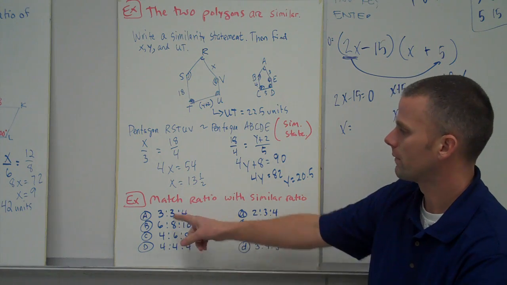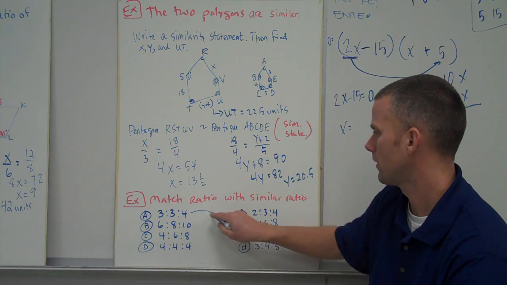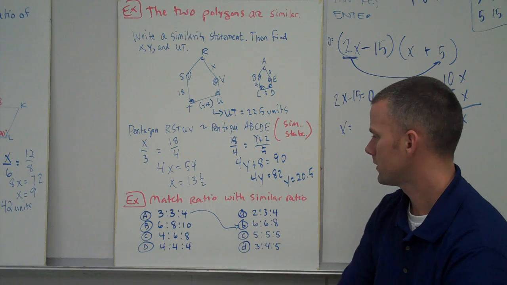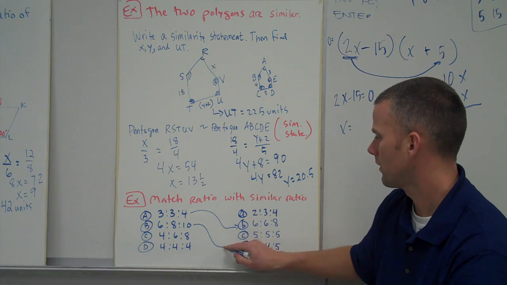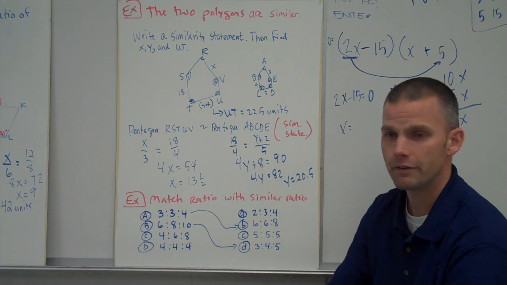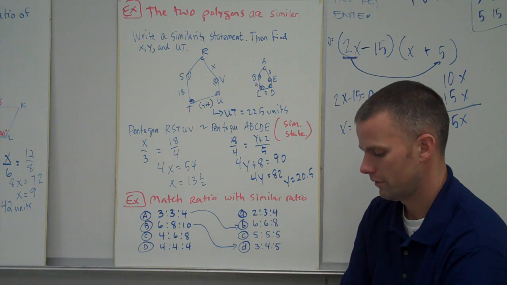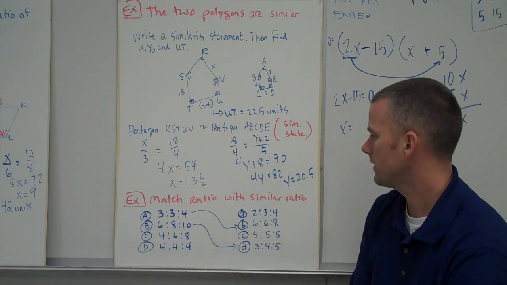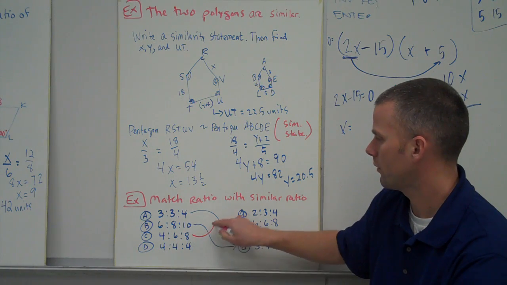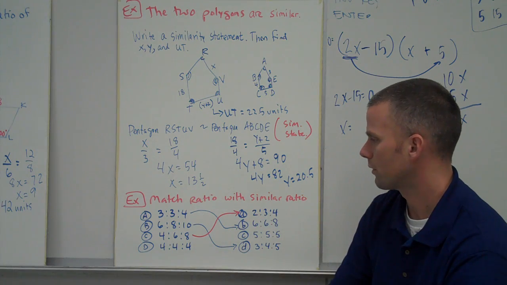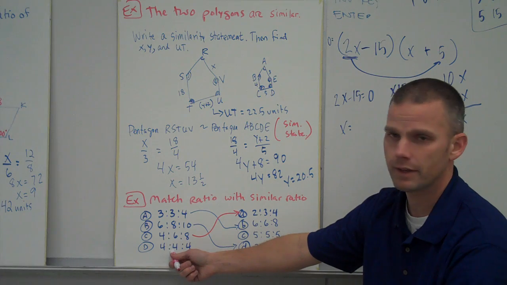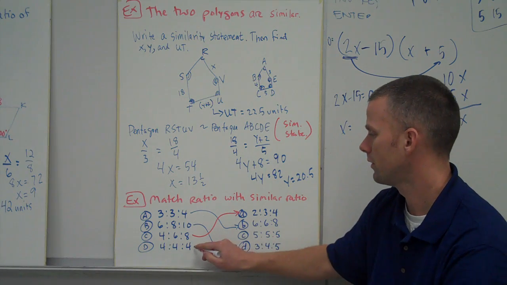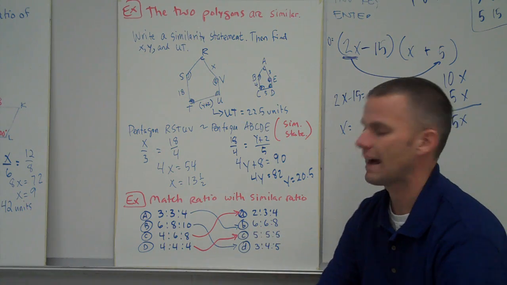3, 3, 4 is going to match up correctly with 6, 6, 8. You're just doubling it up. 6, 8, 10 is going to match up with 3, 4, 5. Just cut it in half. 4, 6, 8. If we cut that in half, we come out with 2, 3, 4. And in D, you've got 4, 4, 4. Well, that one's got to match up with one that's all the same as well. And so that matches up with 5, 5, 5.